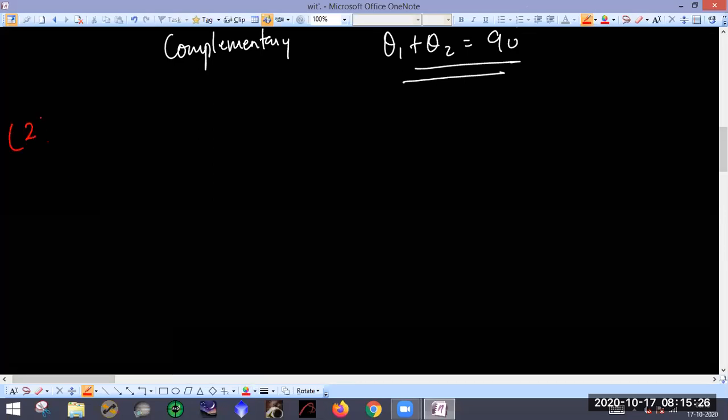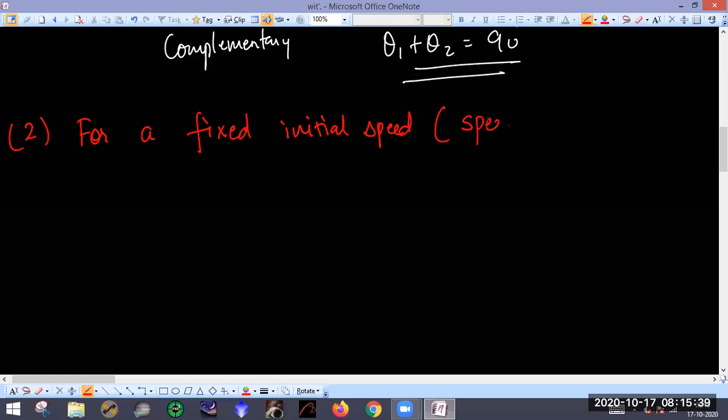The second sentence is for a fixed initial speed. Okay, see, this initial speed is also called speed of projection. Project means to throw. So the speed with which it was thrown, speed of throwing, right? That's called speed of projection. I was throwing લખવાનું નહીં, આ તો હું તમને સમજાવું.